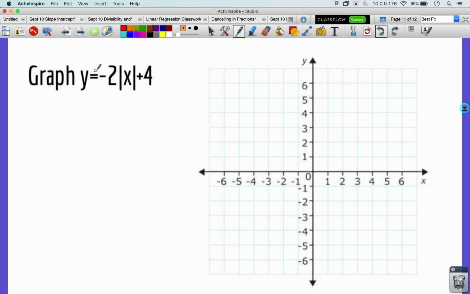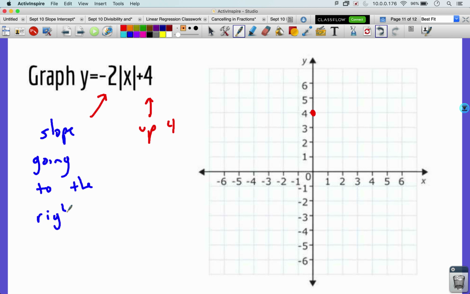All right, now let's graph y equals -2 times the absolute value of x plus 4. So this one has been moved up 4. And that's the only transformation on the vertex. So the vertex was at 0, 0. Now it's at 0, 4. And then here's kind of a trick for you. This is the slope going to the right of the vertex.